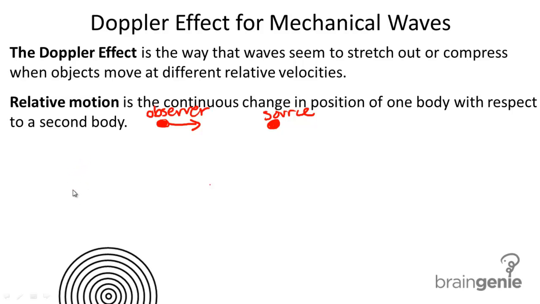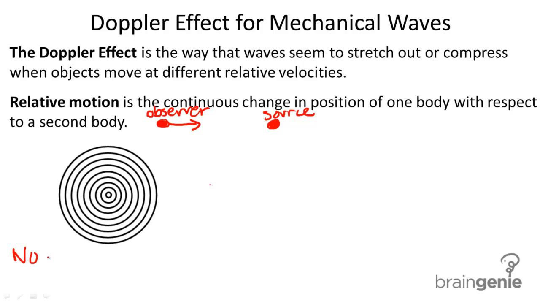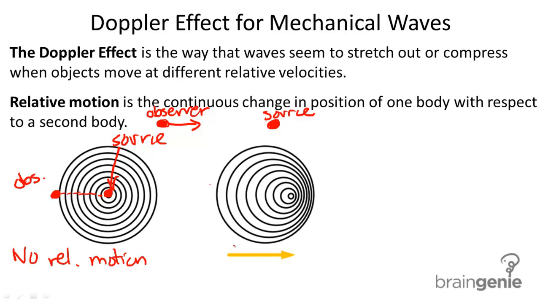The Doppler effect doesn't apply when there is no relative motion. We have our observer at the edge of this pond, and then I have my source. Since these two are not moving, there's no relative motion between the two, so the Doppler effect doesn't come into play. As you can see, the wavelength of each of the waves is completely constant and does not change. Now, let's see what happens when there is relative motion.